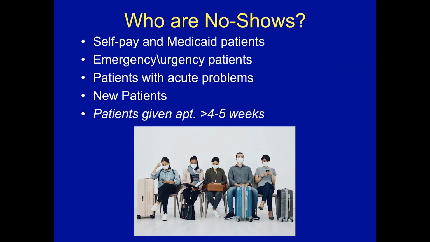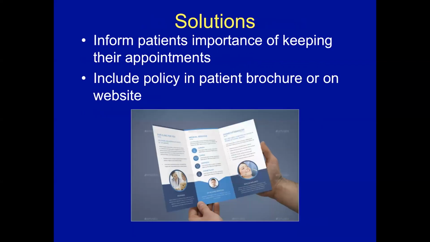Usually they are self-paying patients, patients with emergencies and urgencies, and if they can't be seen within a reasonable time, they will go to an urgent care center or find another urologist. And again, patients who are given appointments, particularly new patients, more than 4 to 5 weeks after they request an appointment, have a high risk of being a no-show patient.